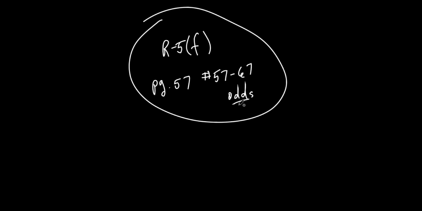All right, so you're only doing the odds. So it's not that many to do. And there you go. What number are we doing? I don't know. 57 to the other number.